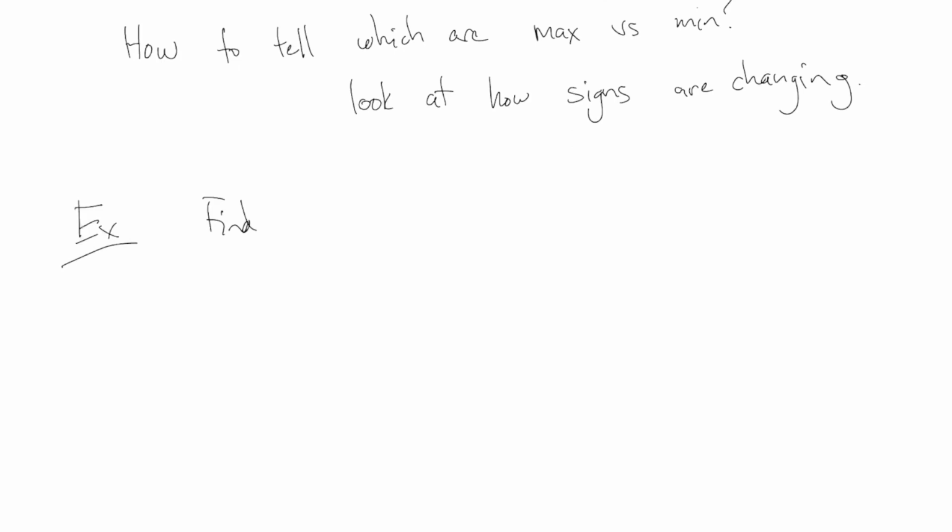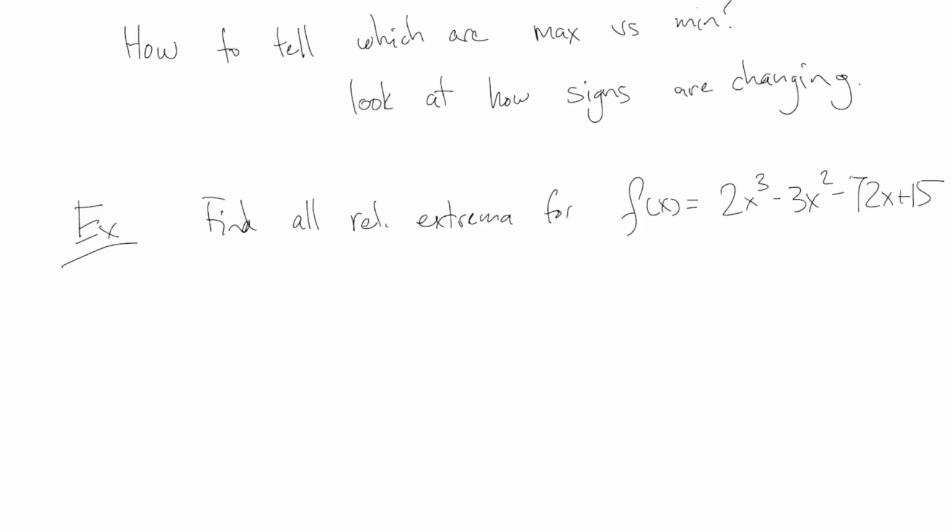Your job in a typical problem about this would be to find all relative extrema for this function. Let's say 2x cubed minus 3x squared minus 72x plus 15. How about that? This is my function. I want to find all relative extrema for this function, and for each one say if they are minimum or maximum. All right? We will get several answers. We're going to say, x equals 1 is a minimum and x equals 3 is a maximum. Something like that is what the answer looks like. All right?